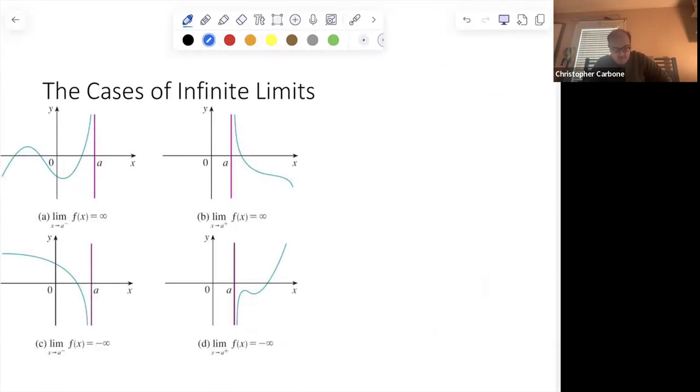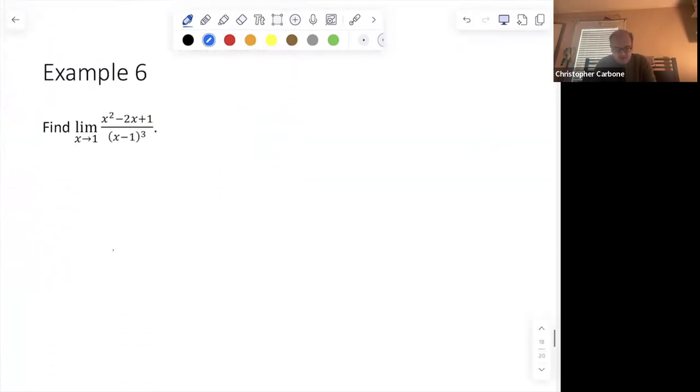So I gave examples here of infinite limits with the one-sided limit portions involving this. The limit as x approaches a from the left of f of x equal to infinity is in part a. For b, it's also equal to infinity, but on the right-hand side. The left-hand side in c goes to negative infinity, just like the right-hand side in d, which is what these pictures here try to show, just to give other ideas as to what that could look like.